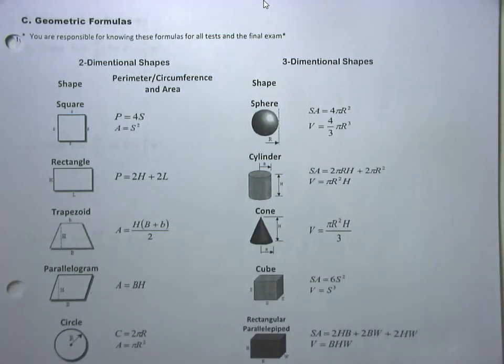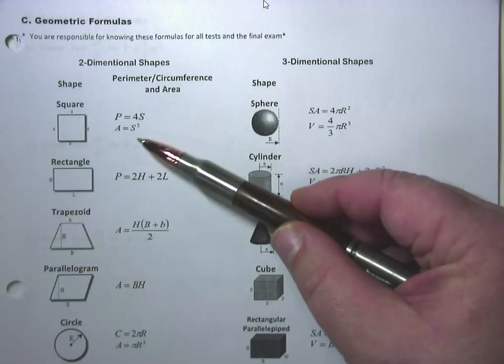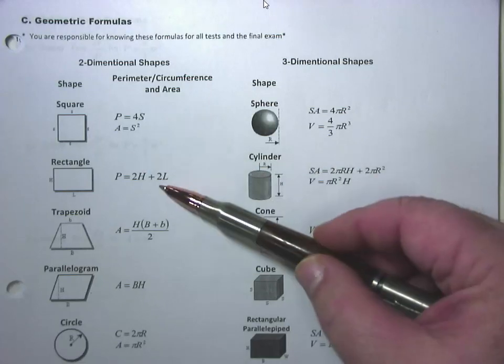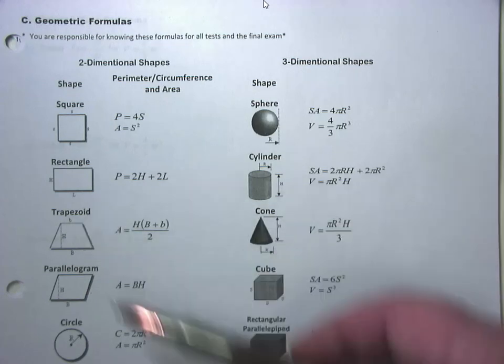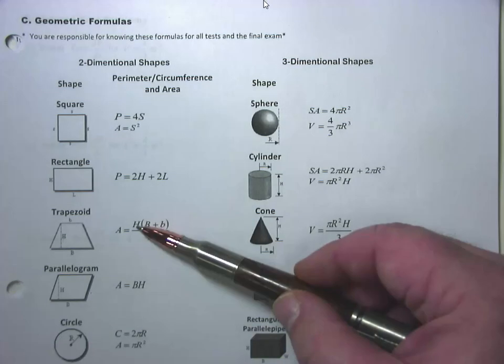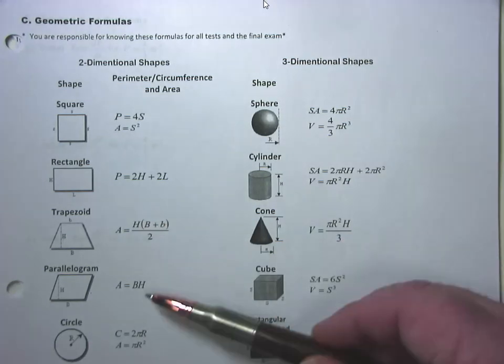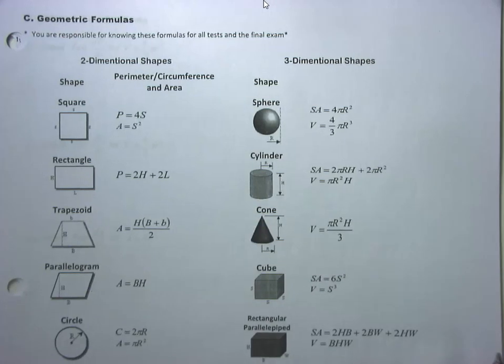And then from the picture and the relationship of the variables that you personally have to come up with, you need to come up with an equation. These are the equations you should know. The perimeter of a square is 4 times s. The area of a square is side squared. The perimeter of a rectangle is 2 height plus 2 lengths. Obviously, the area is height times length. The area of a trapezoid is 1/2 height times base 1 plus base 2. Area of a parallelogram is base times height.